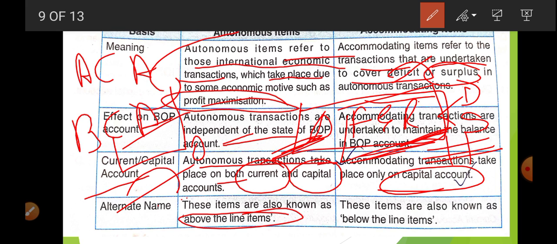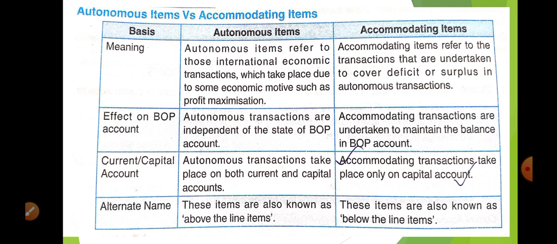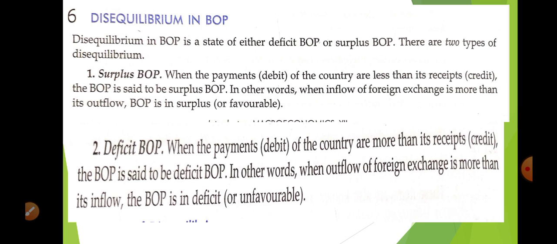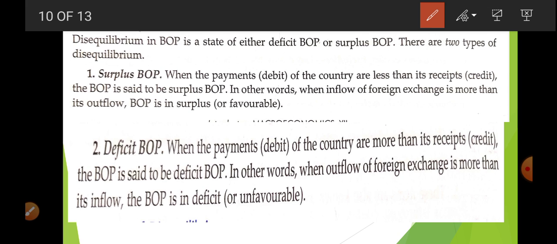So that is why it is known as a below the line item. Okay, now disequilibrium in balance of payment. Balance of payment can be surplus or it can be deficit.